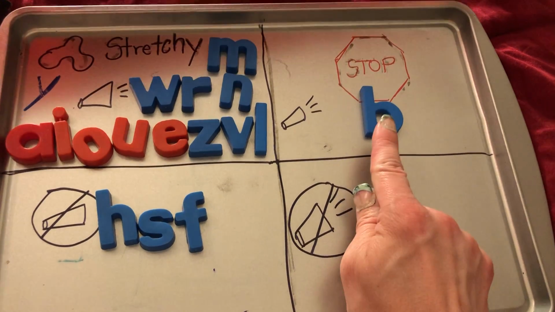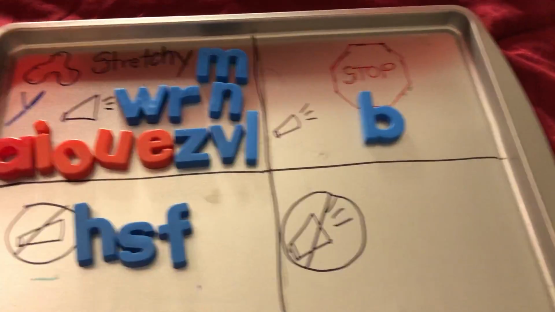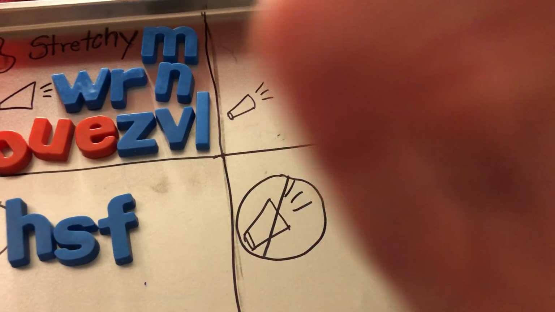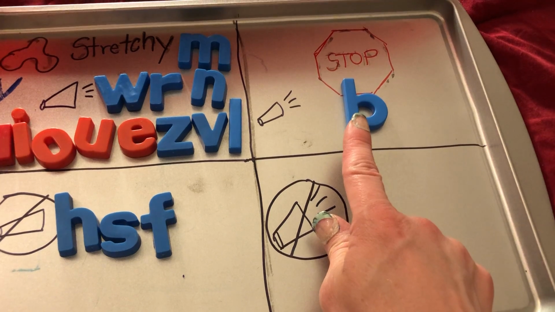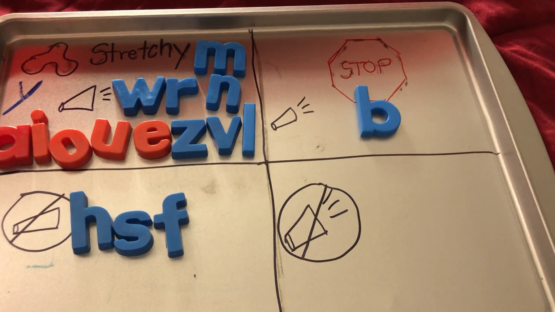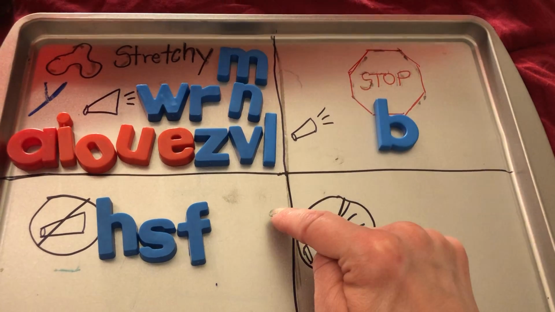Try it fast 3 times with me, but press your hand against your neck like this so you can feel your voice on. Ready? B, b, b. Did you feel it? Your voice box is definitely on for B.